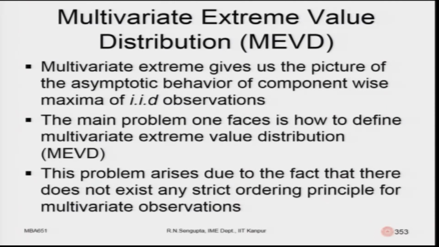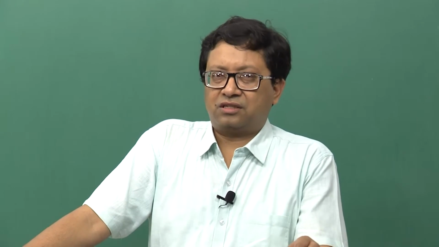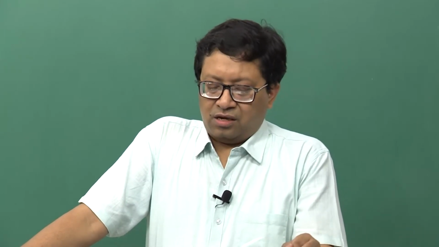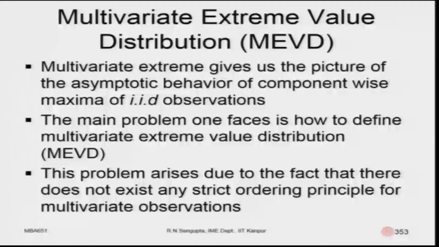Now, again I am repeating this, just a thorough way of trying to give you a feel of what things are there. So, multivariate extreme values give us the picture of the asymptotic behavior of the components wise based on the maximum and the minimum for our IID. So, the main problem one faces is how to define the multivariate extreme value distribution, which is MEVD. This problem arises due to the fact that there does not exist any strict ordering principle for the multivariate observation.